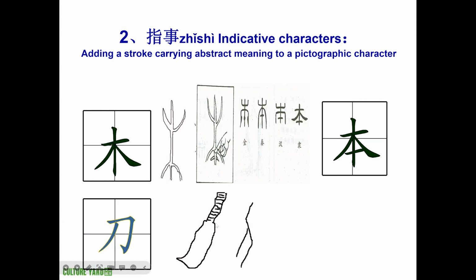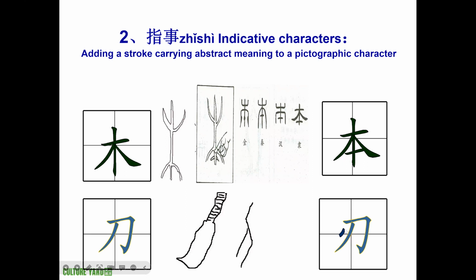Another example, this is 刀, knife, right? If we want to emphasize here or maybe here, add this stroke. This means what? For a knife, this part, what's that? The sharpest part of the knife. Blade. So this character 刃 means blade, the sharpest part of the knife. So these 2 characters are indicative characters. They are based on pictograms. Here, add this stroke. This one, add this stroke. So emphasize the special part of the thing. Indicative.